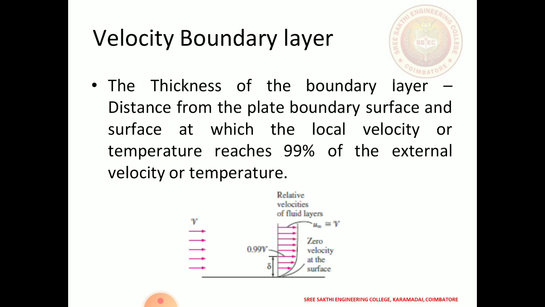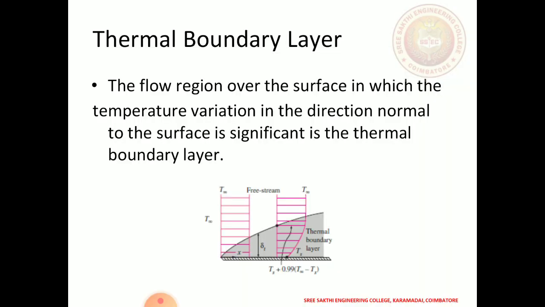The thickness of the boundary layer is the distance from the plate surface at which the local velocity or temperature reaches 99% of the external velocity or temperature. Thermal boundary layer: the flow region over the surface in which the temperature variation in the direction normal to the surface is significant is the thermal boundary layer.